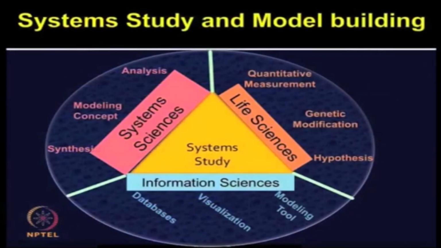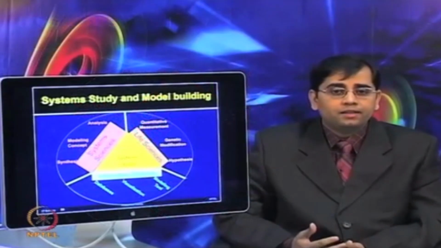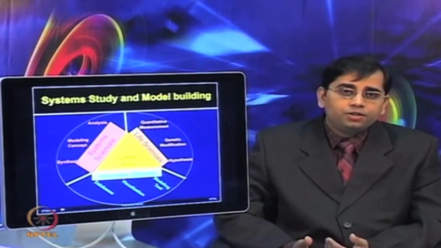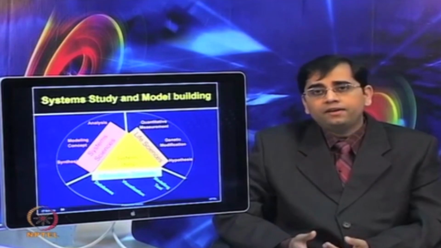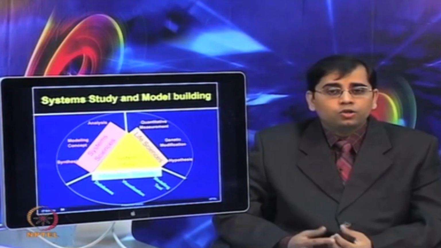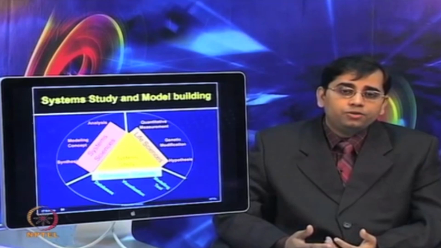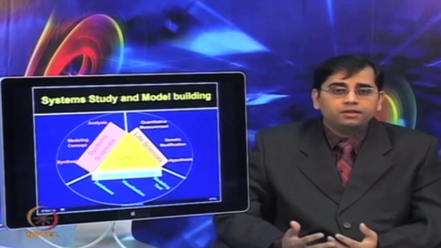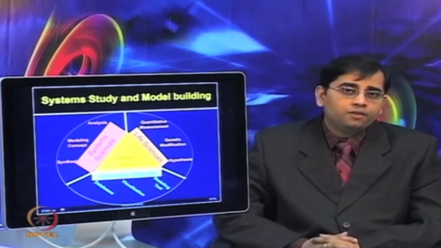Systems study and model building. Systems science includes synthesis, modeling concepts, and analysis. Life sciences disciplines provide quantitative measurements, genetic modifications, and derive some hypotheses. The information sciences enable visualization, modeling tools, and different databases. So, model building as an aid to understand the complex system is very useful for systems level investigation.